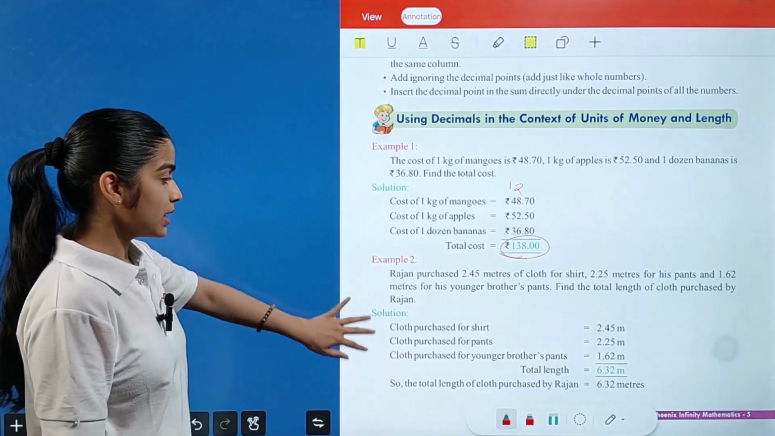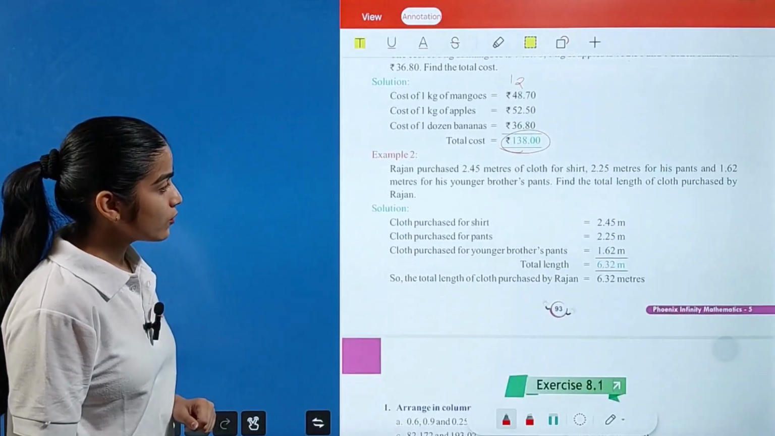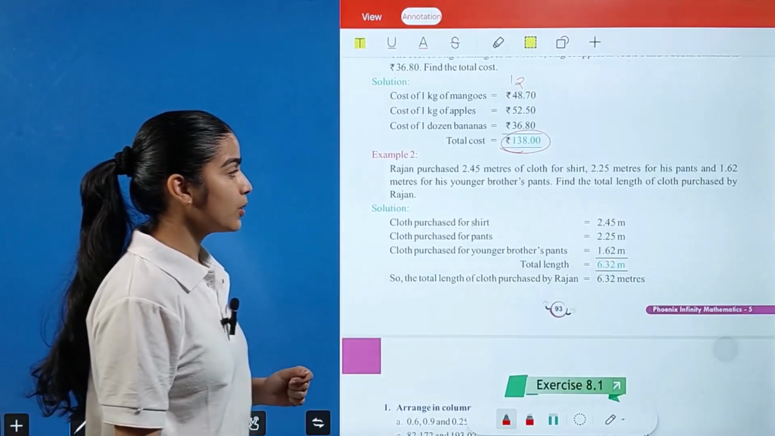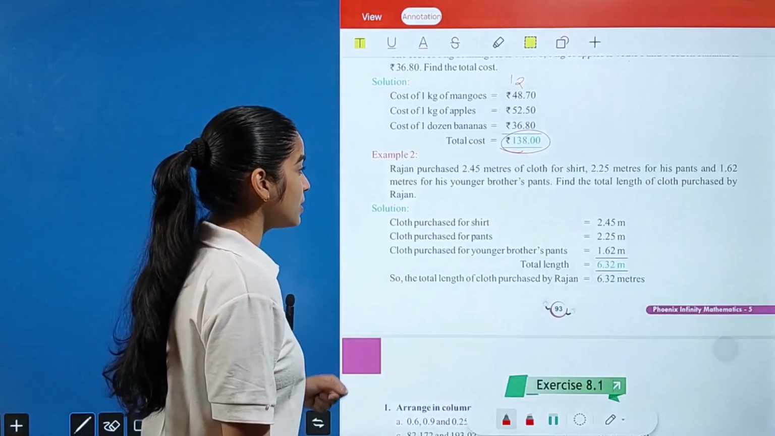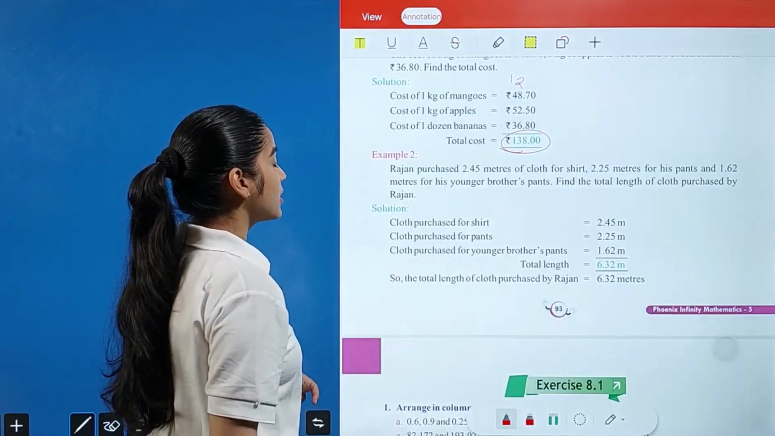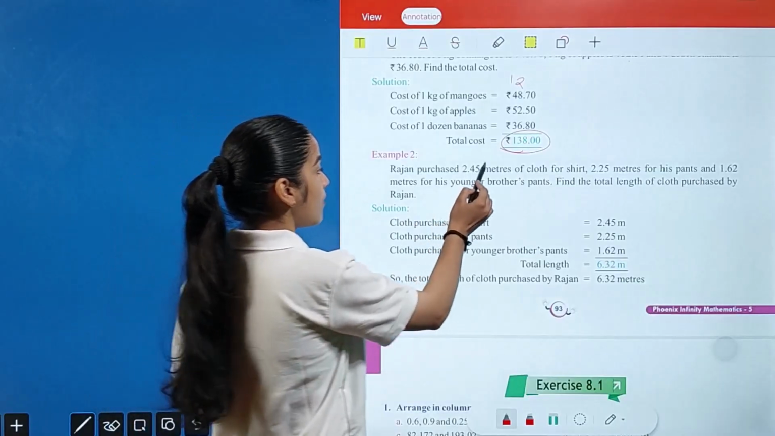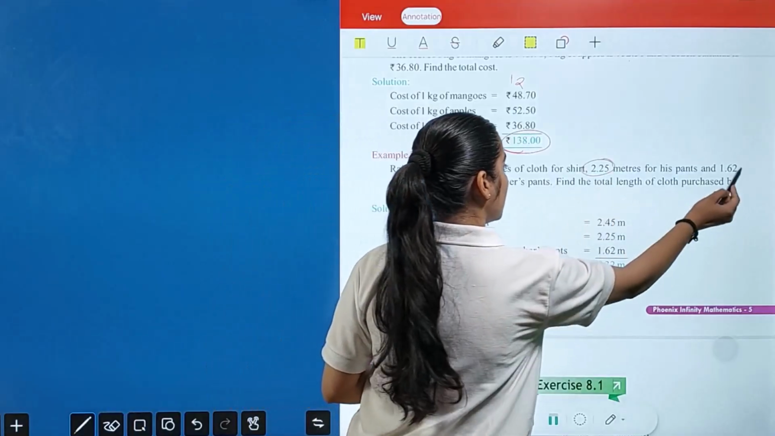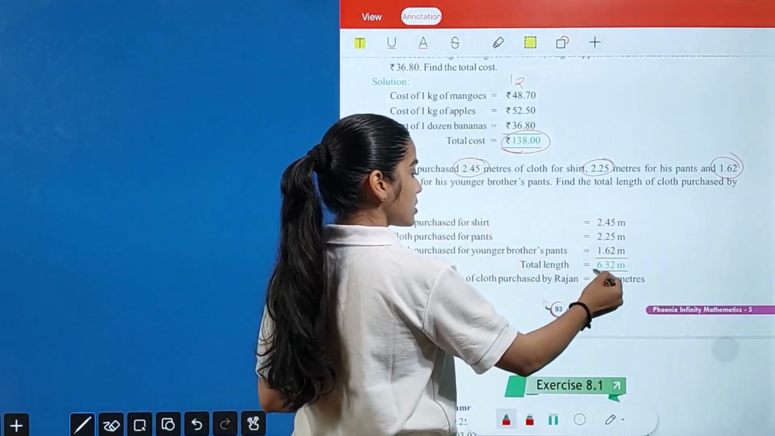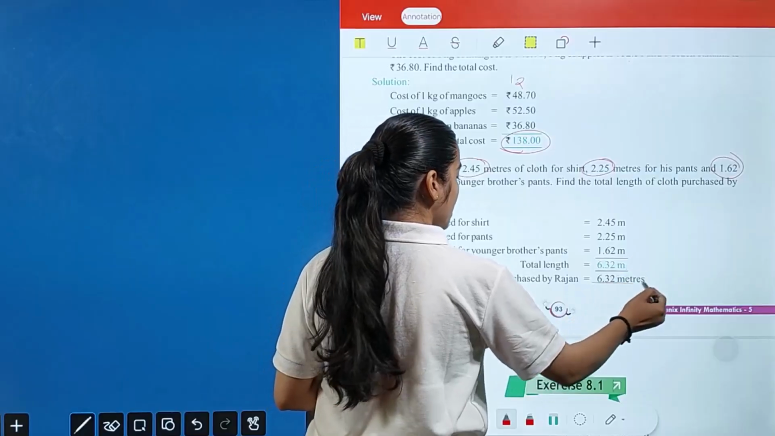Okay students, now Rajan purchased 2.45 meters of cloth for a shirt, 2.25 meters for his pants and 1.62 meters for his younger brother's pants. Find the total length of cloth purchased by Rajan. You have to add these three numbers together and you will get your answer. So 6.32 meters is your answer.